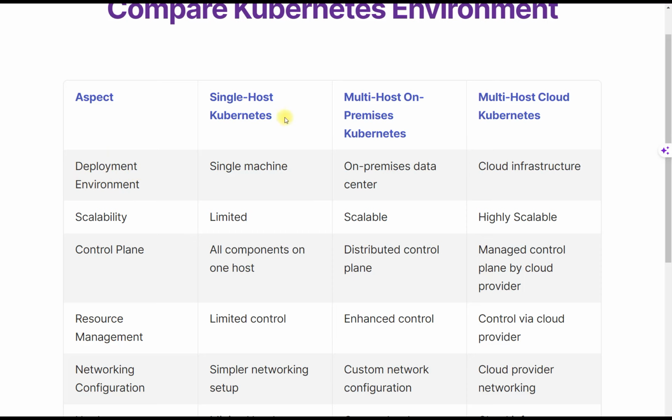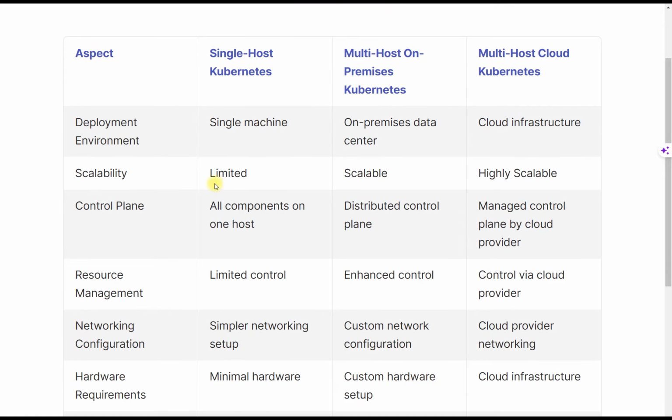So first we are talking about the deployment environment. As I mentioned, here we will have a single machine. Here we will have an on-prem data center, where these machines are hosted. And in the last one, we have this configuration on cloud infrastructure. If we talk about the scalability part, as we have only a single host, we have some resource limitation here, so we have a very limited scalability option. Here, with multiple hosts, it's scalable, but when we talk about cloud, it's highly scalable because we have the option to pay as you go.